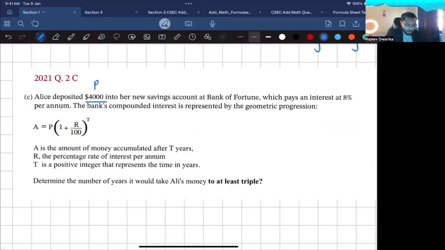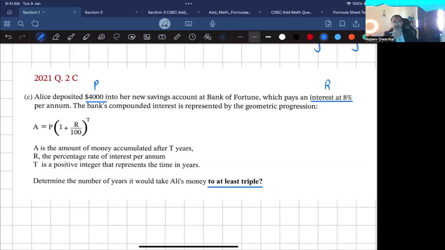What else do we have? We have the interest. So that would correspond to which unknown? A, P, R, or T? R. Right. And what do they want us to figure out? The number of years it takes. Right, the number of years it would take, at least what? For the money to be at least triple.